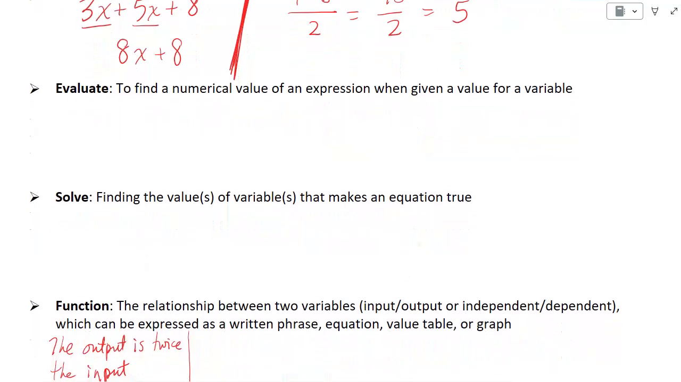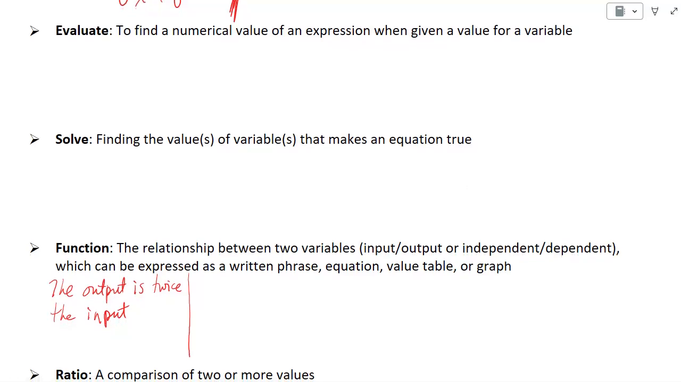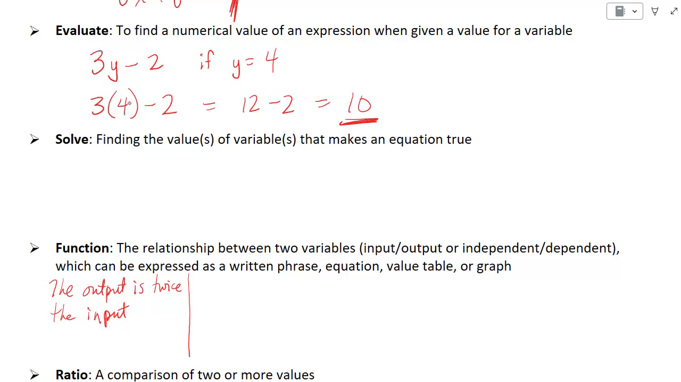Evaluating. You are finding the numerical value of an expression when you're given a value for that variable. So for example, I have 3y minus 2, and we're going to evaluate this if y is equal to 4. So what I have to do is substitute in 4 for the variable, and then I have to follow the order of operations. Again, we'll get into that a little bit more, but in this case, the multiplication comes first. 3 times 4 is equal to 12, and then we bring over the minus 2, and then we go ahead and get to our final step. 12 minus 2 is 10. That's evaluation. We're plugging in a value.